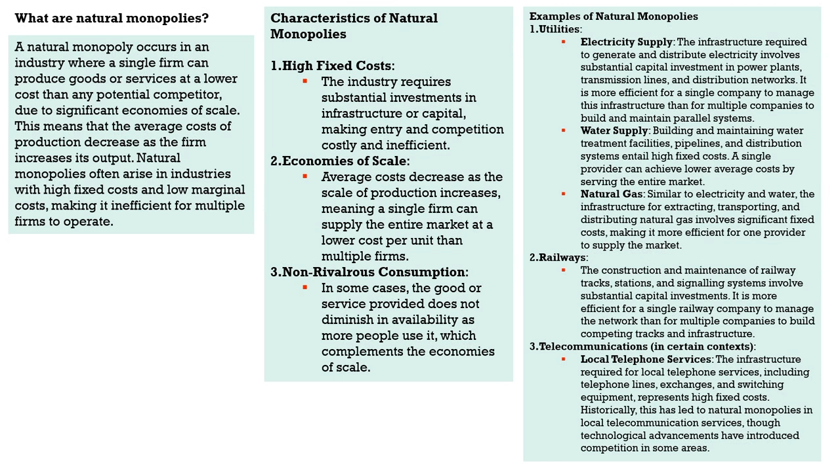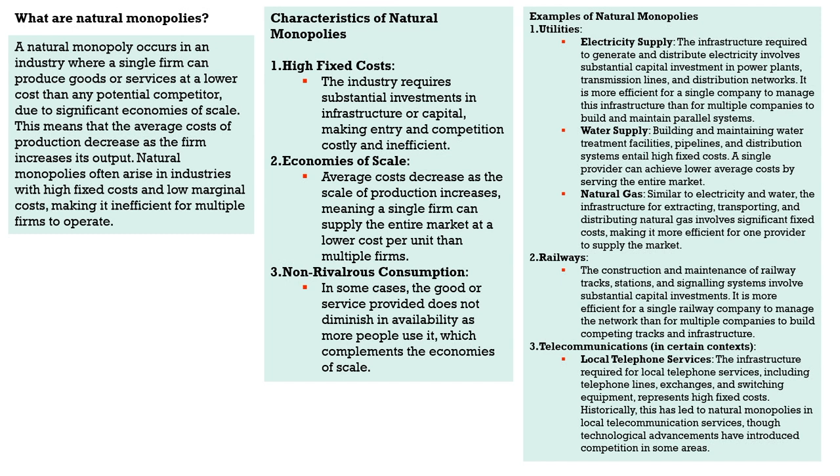Similarly, water supply: building and maintaining water treatment facilities, pipelines and distribution systems have very high fixed costs. So, therefore, a single provider can achieve lower average cost by serving the entire market. Natural gas, similar to electricity and water, infrastructure for extracting, transporting and distributing natural gas involves significant fixed costs, making it more efficient for one provider to supply the market.